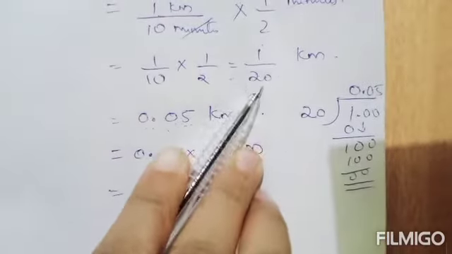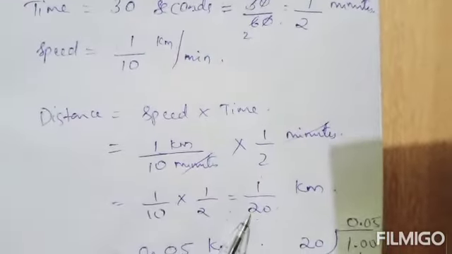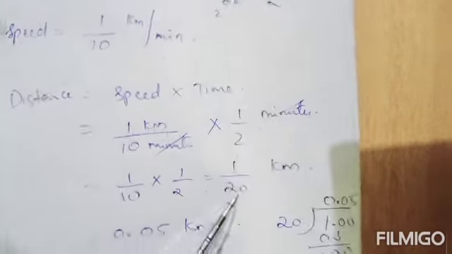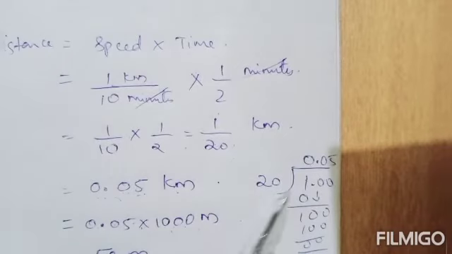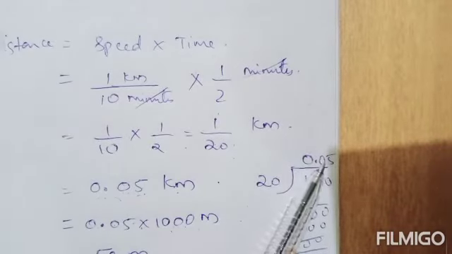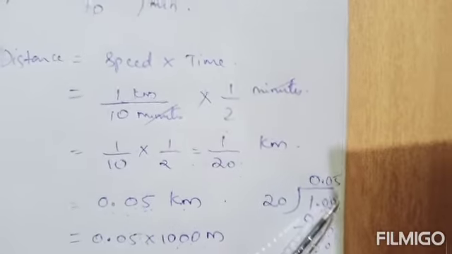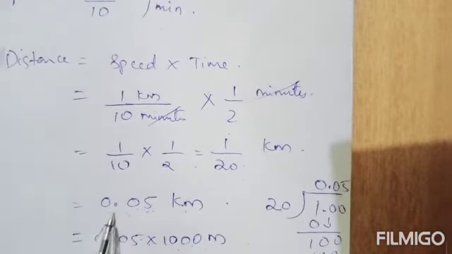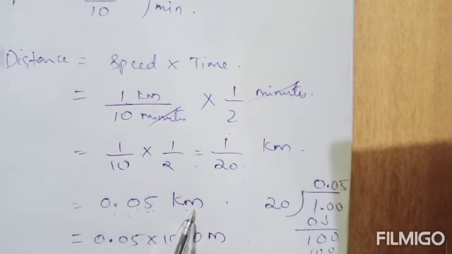Now this 1 by 20 kilometer, we can divide 1 by 20. Okay, so what will you get? On dividing 1 by 20 you will get 0.05. So 1 by 20 kilometer is equal to 0.05 kilometer.